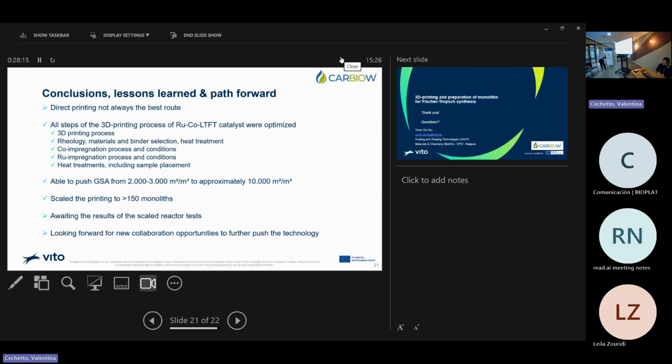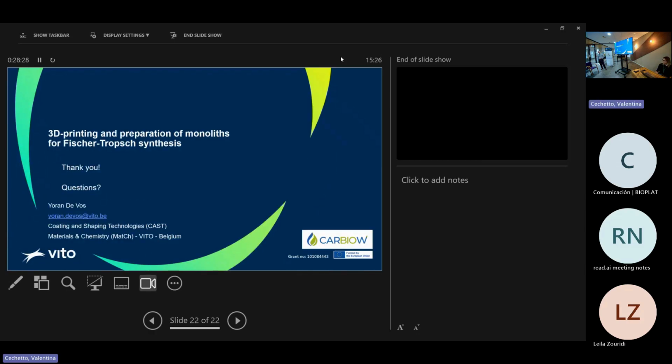We scaled the printing process and we're awaiting the results of the scaled reactor tests. And of course, we're looking forward to new collaboration opportunities to further push the technology for other materials, other applications, and so on. So with this, I would like to thank my colleagues in the project, my colleagues at VITO, and you for your attention. Thank you very much.